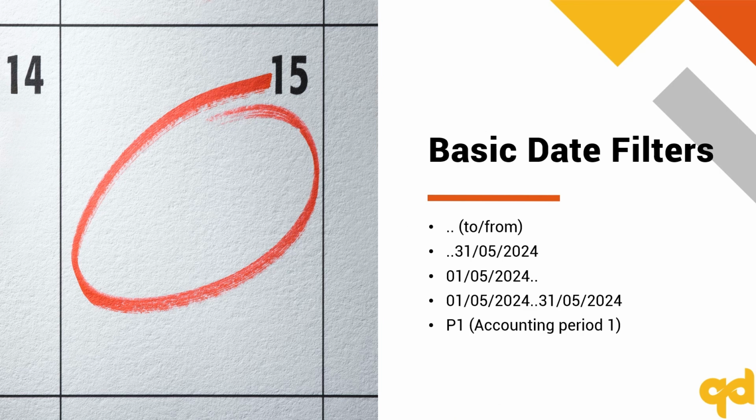The next area we're going to look at is basic date filters. In basic date filters, this allows you to set the dates that you want to view data for. So the main bit here is these two little dots, which are to and from. So you can use them between a date range, at the start of a date range, after a date range. So we'll have a look at that. I'll also show you the P date filter, which allows you to use accounting periods that you've got set up in the system. So let's go into Business Central and have a quick look at how we use these.